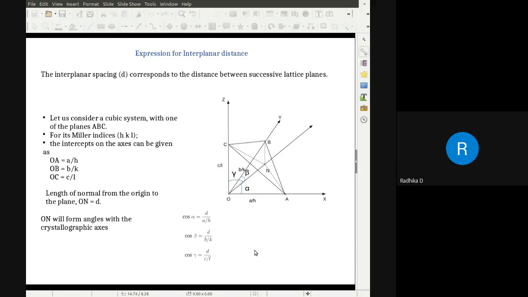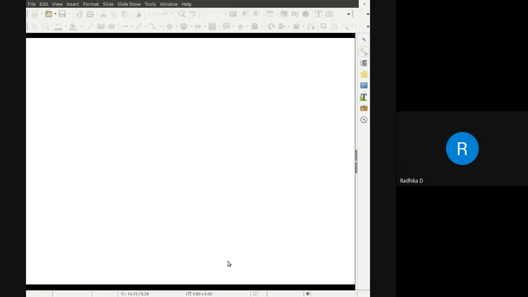So you get cos alpha, cos beta, cos gamma. You have three angles, alpha, beta, gamma, and you find the cos alpha, cos beta, cos gamma. Adjacent by hypotenuse is the cosine. The opposite side by hypotenuse would be the sine. So OC is the adjacent, and the side opposite the 90 degrees is the hypotenuse. So d divided by a by h, d divided by b by k, and d divided by c by l.